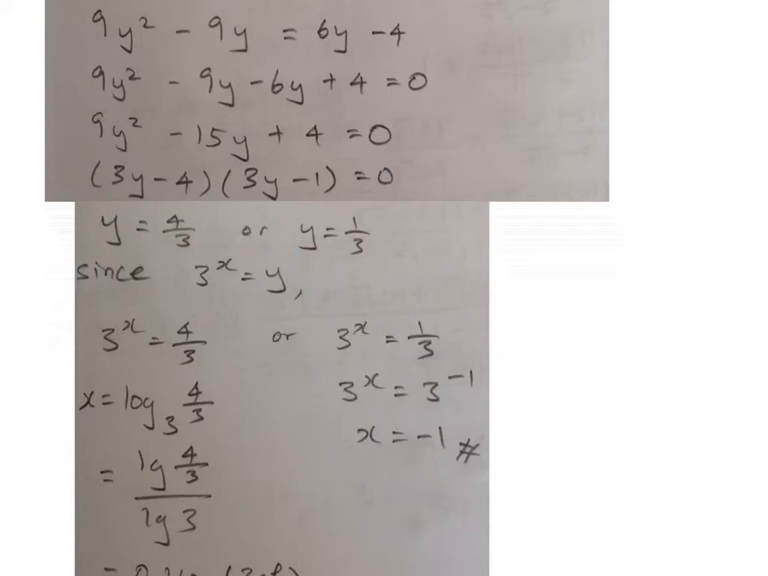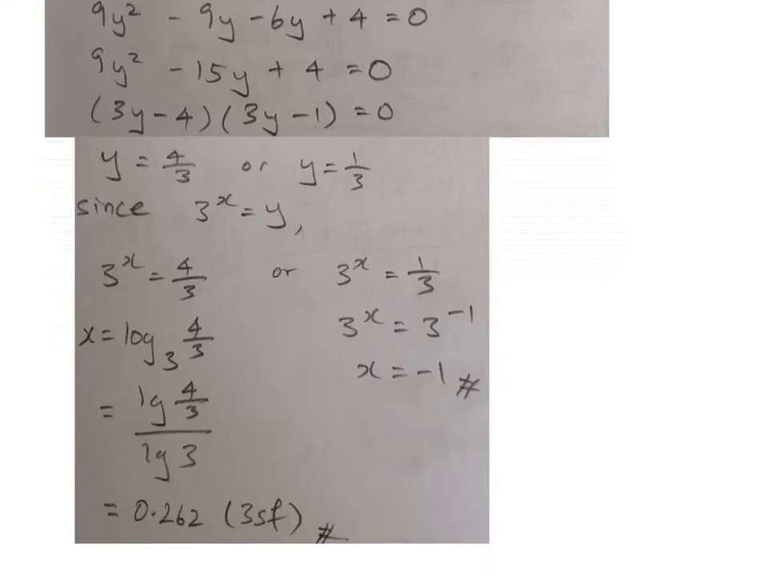Alright, so since the question wants us to solve for x, we substitute back again. 3 to the power of x is equal to y. So 3 to the power of x is equal to 4/3 or 3 to the power of x equals 1/3. Okay, so for now, 3 to the power of x equals 4/3, we cannot solve this because we cannot change 4/3 to base 3. So we have to use logarithm over here.